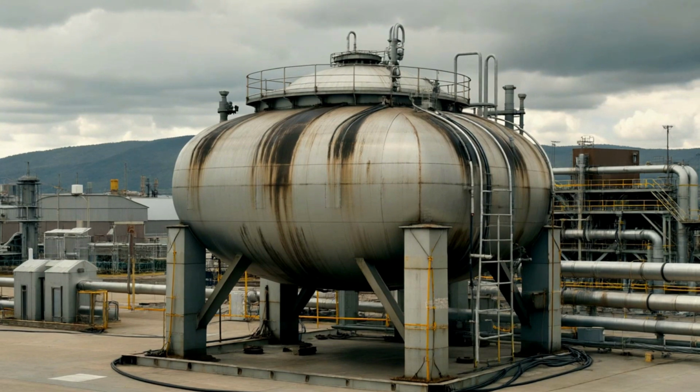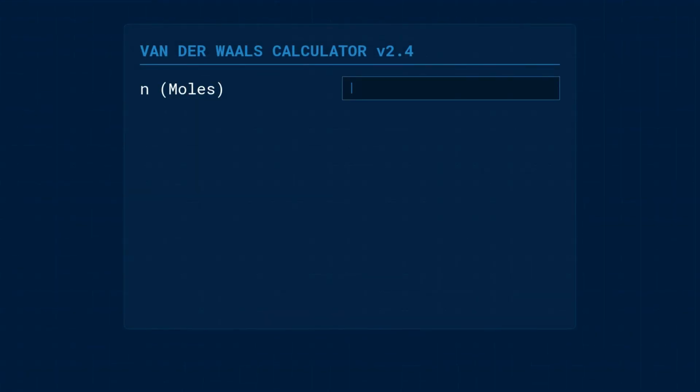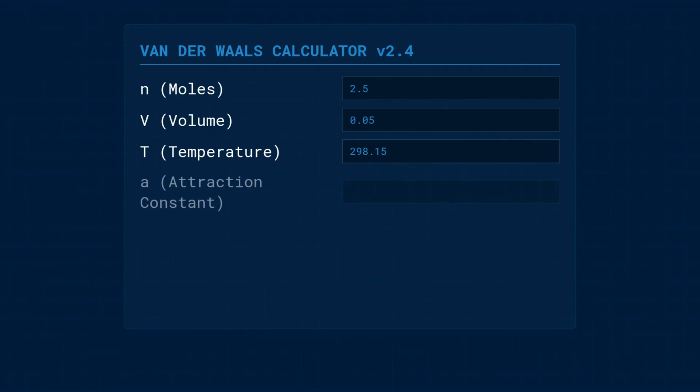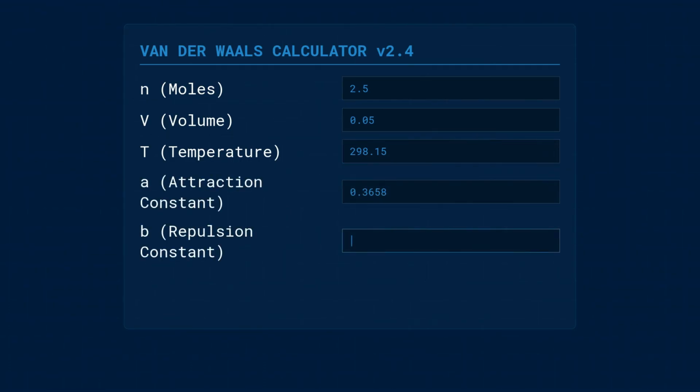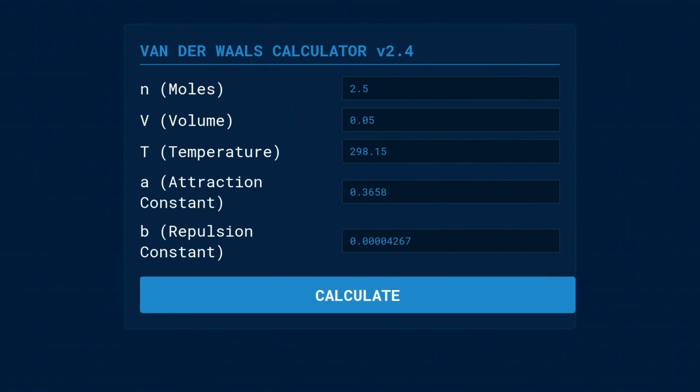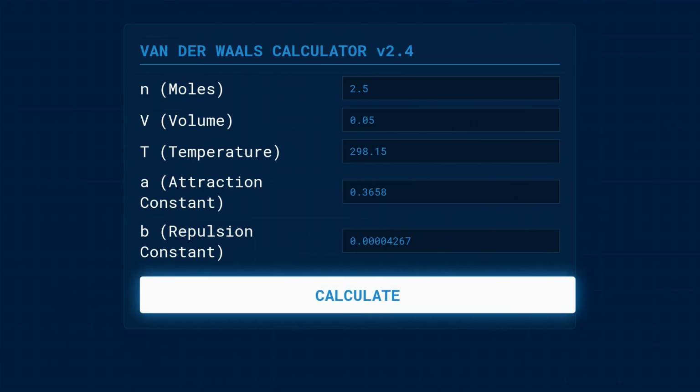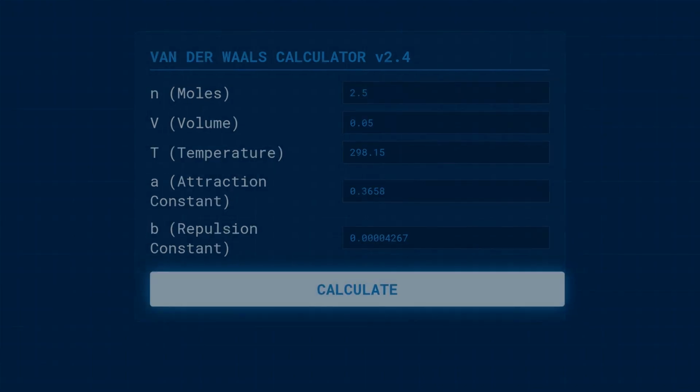0.0004267. Click Calculate. The result shows approximately 4.8 million pascals, or 48 bar, significantly different from the ideal gas prediction of 51 bar. This 6% difference is crucial for pressure vessel design and safety calculations.